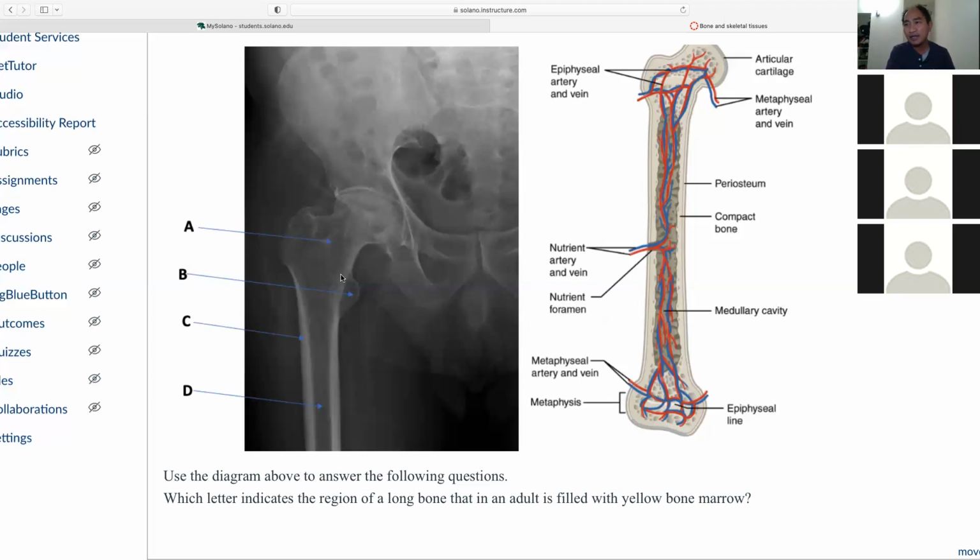So what is B? What is B? I am waiting for the answer. What is the name of this little bump? Is it the metaphysis? Yeah, metaphyseal region. But it is a little bony bump here, and there is a bigger bump here. This is the bigger bump, and this is the lesser bump. What is that?